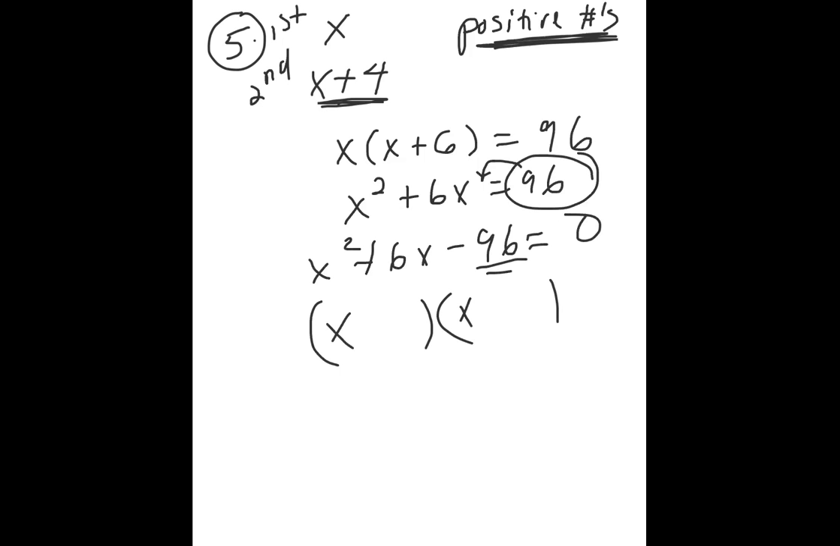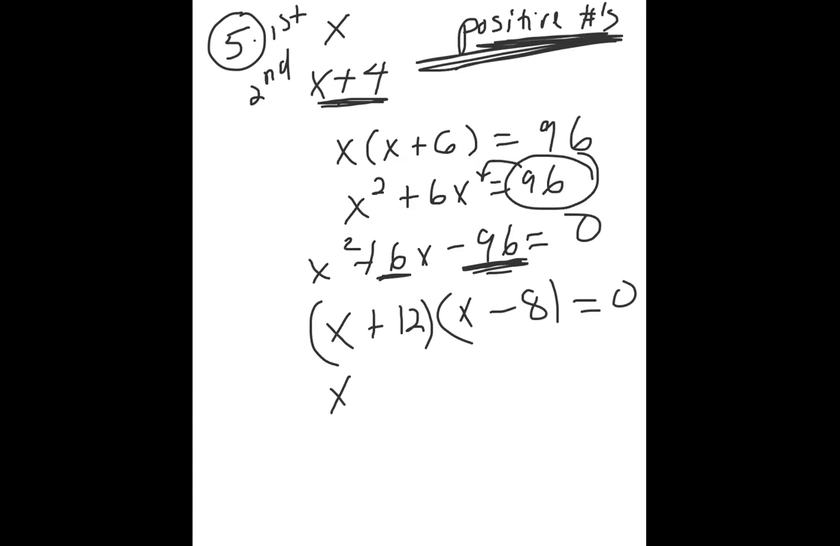Now, if you're stuck on this like I am, you guys could go ahead and use the quadratic formula. But I just found my numbers, okay? The two numbers that multiply to give you negative 96, and when you add them together, you get 6. They're positive 12 and negative 8, guys, all right? So this is where you need to be careful. Why? Because you want positive numbers.